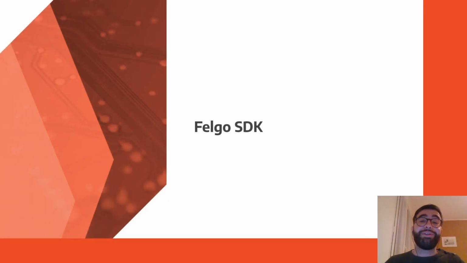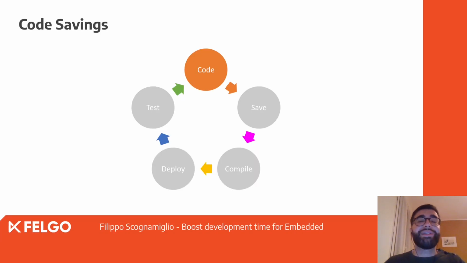Let's now abandon the tooling world and move to the next important topic on the list, which is the Felgo SDK itself. We discussed how the compile deploy cycle is important and time-consuming, but Felgo also helps you in the coding part by allowing you to create applications with more features and less code. But how is that even possible? Well, just take a look at this.